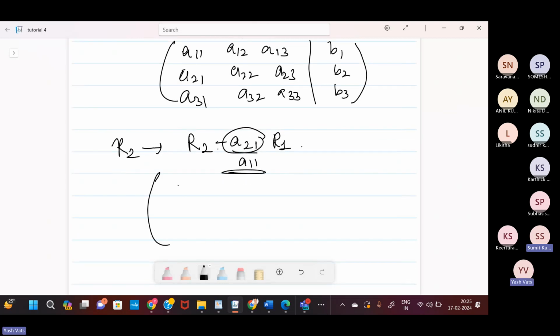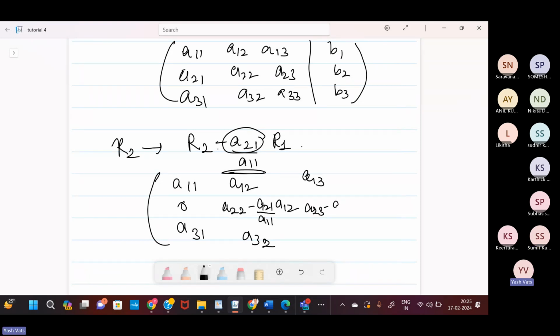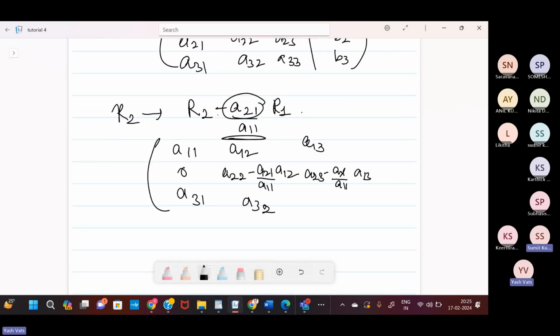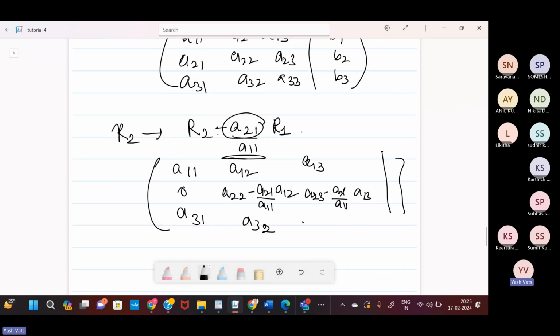So what is the answer? A11, 0, A31, A12, A22 minus A21 by A11 A12, A32, A13, A23 minus A21 by A11 A13. And similarly you do for this side, A3.